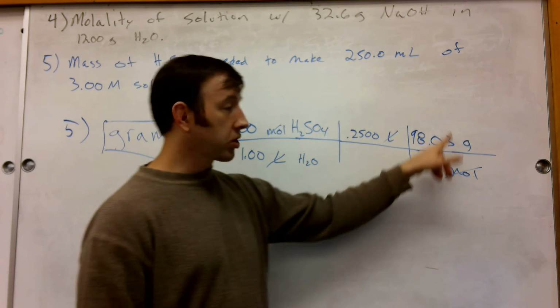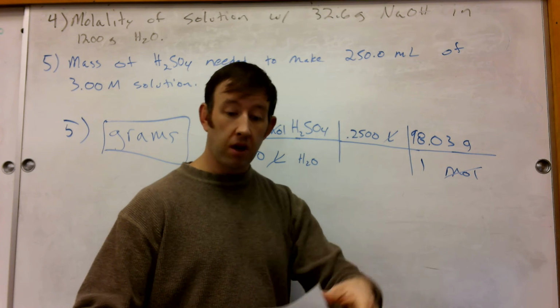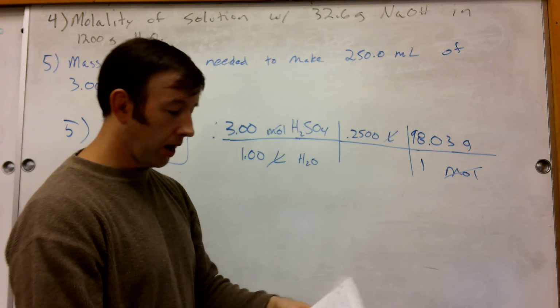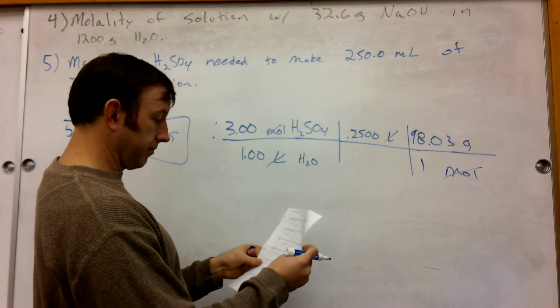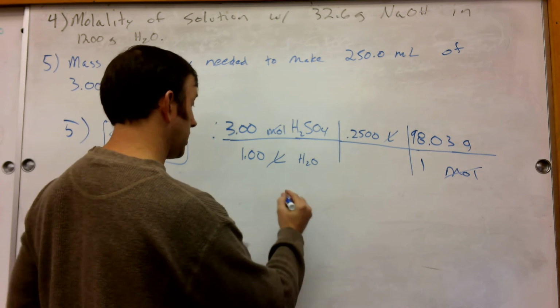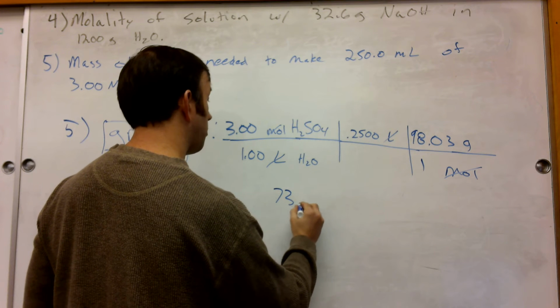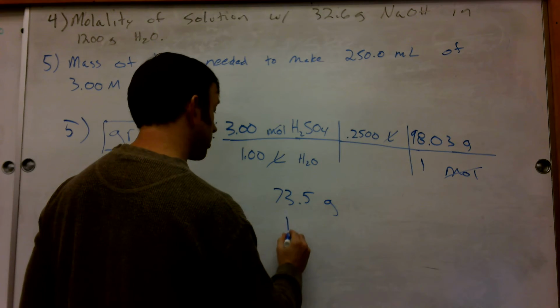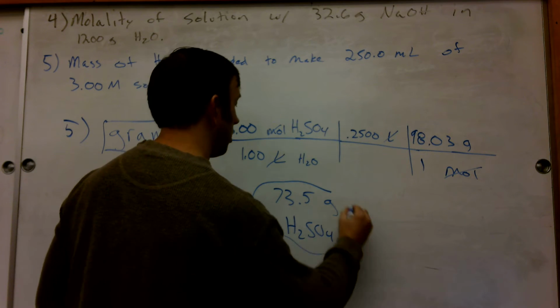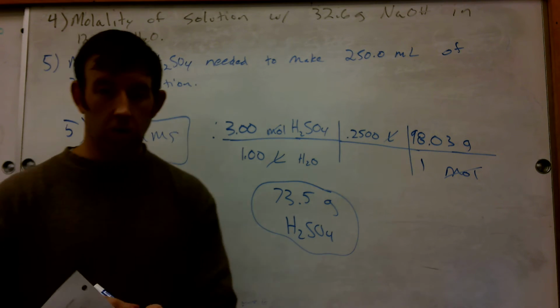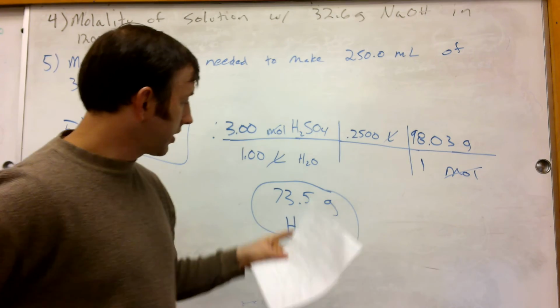I convert moles to grams in the way we've been taught and been working on forever now, right? And we should get an answer with 3 sig figs, all right? And so that would be 73.5 grams H2SO4. Okay? All right, and there's my 3 sig figs indicator right there.